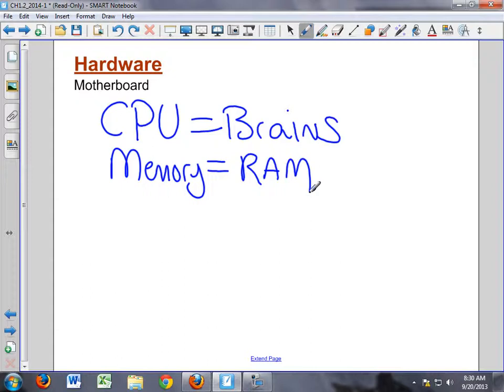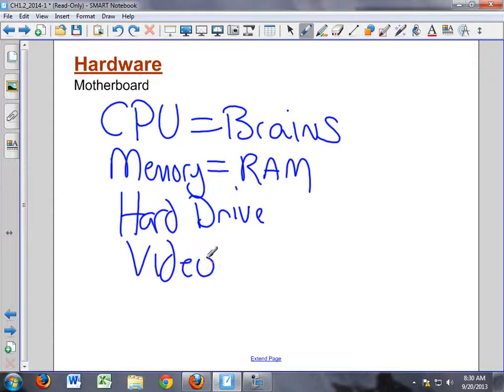And then we have things like our hard drive connected to our motherboard, and we have our video card sometimes integrated on our motherboard, okay? But everything else of importance connects to the motherboard. It's what brings it all together, okay?